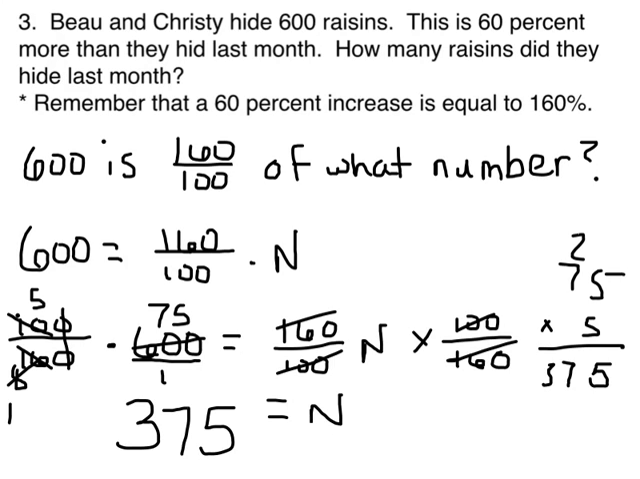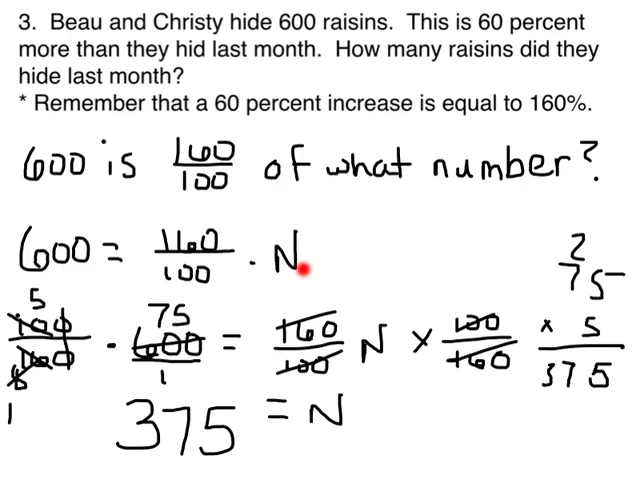Alright, next, number 3. Bo and Christy hide 600 raisins. This 600 is 60% more than they hid last month. How many raisins did they hide last month? Now, I've put this reminder in here for you. Remember, a percent increase is equal to the 100% it was plus the percent it increased. So a 60% increase is equal to 160% of this number. So 600 is 160%, written as a fraction, of what number?